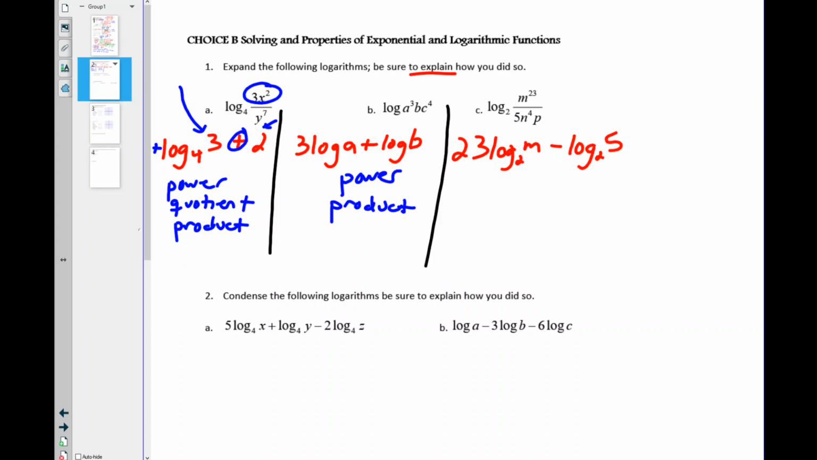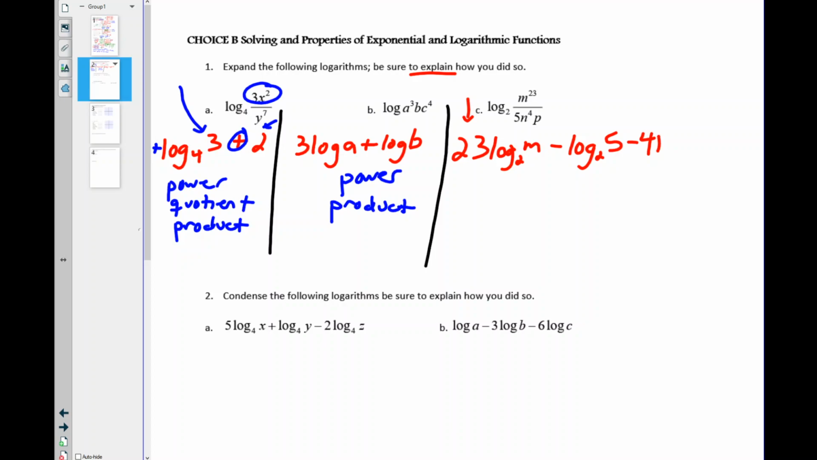And then? No, minus is correct, but what's after the minus? 4, because that exponent would have moved to the front. If you want to do it in multiple steps, go for it. I just think you're less likely to make a mistake if you do it in one. Minus 4, because that 4 would have come to the front, the same way the 23 came to the front, but with a minus.